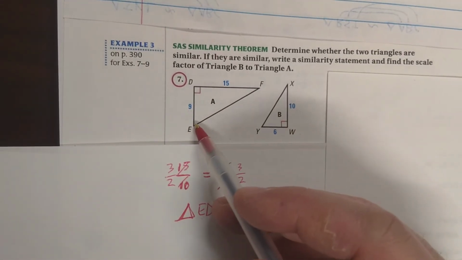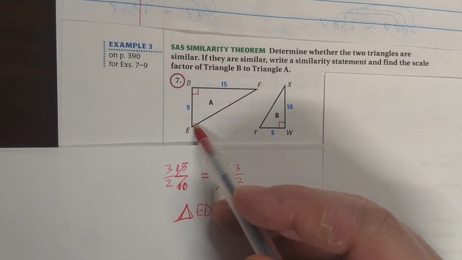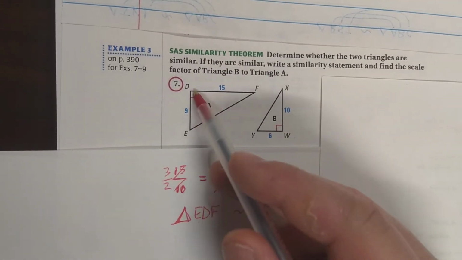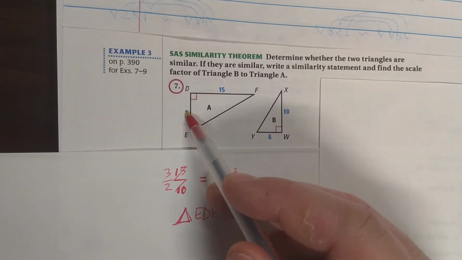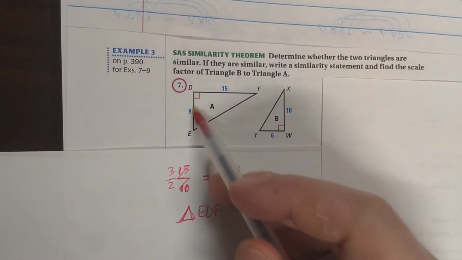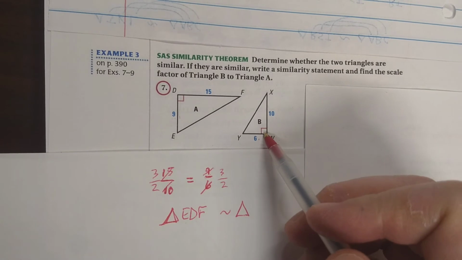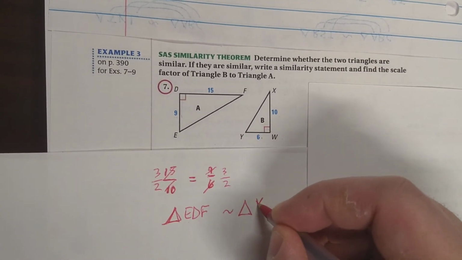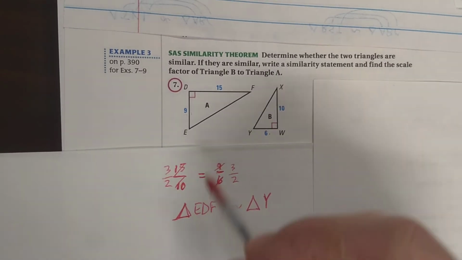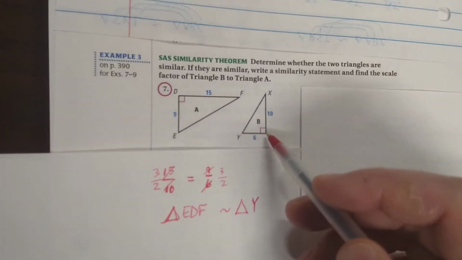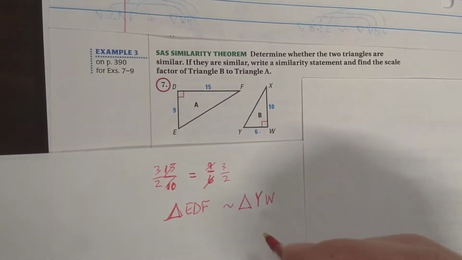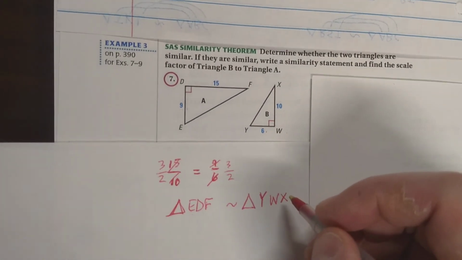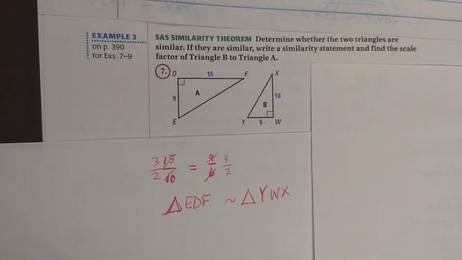Now E is the angle on the other side of that small side. Okay, 9 matched up with 6. So we're talking about this side matching up with this side, not the right angle, but the other one that's coming off of it. So Y is the point that matches up with E. D is next to our right angle, so that's easy to find over here. That's W. And then the remaining one, F, must match up with X. So there's my similarity statement of the two triangles that are similar.